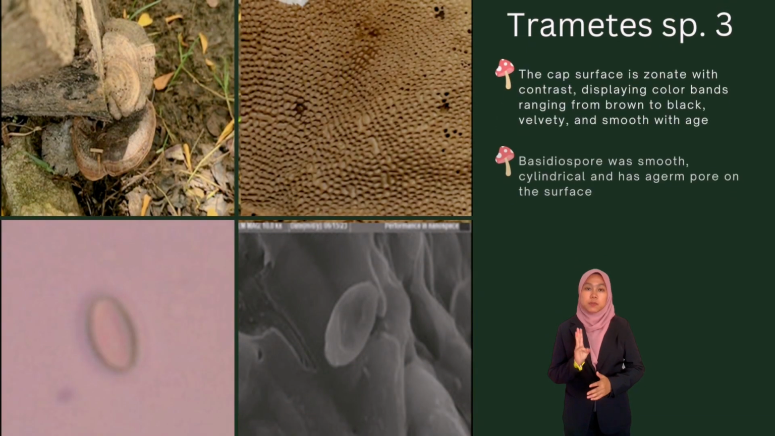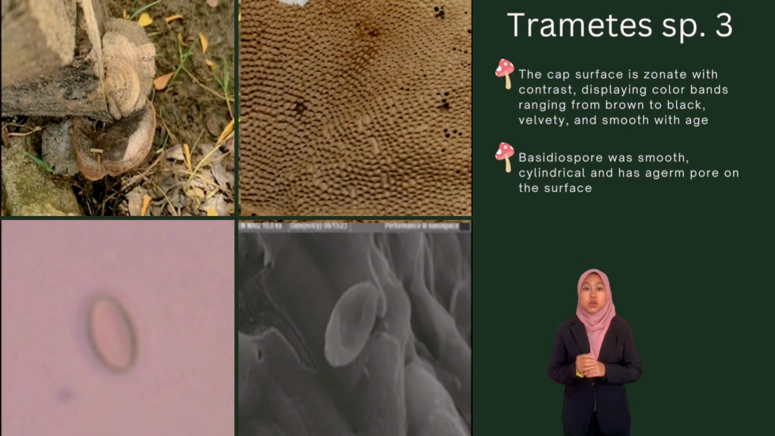Okay, this is Trametes species 3. The cap surface is zoned with contrast, displaying color bands ranging from brown to black, velvety and smooth with age. This species is quite similar to Trametes species 2, but this species was found at Pantai Indah Recreational Park. The basidiospore was smooth, cylindrical, and has a germ pore on the surface. We also assume this species as Trametes versicolor, as this species has common characteristics which can be found on Trametes versicolor.